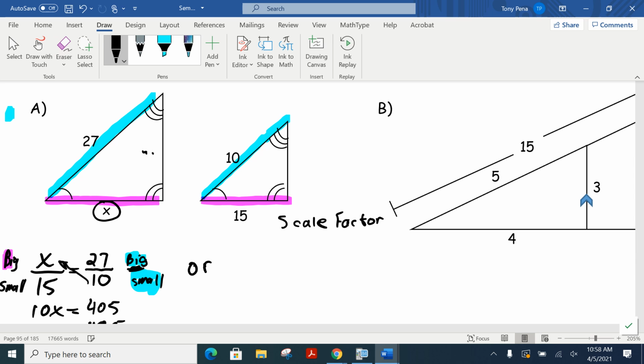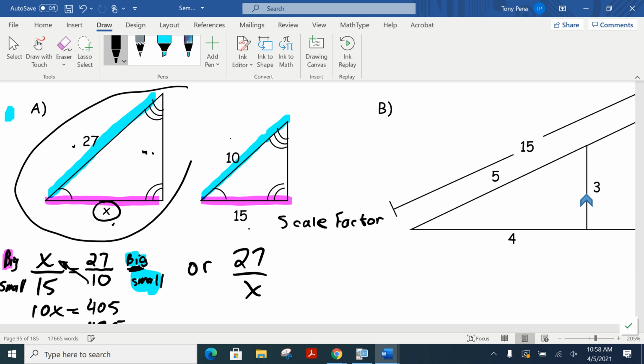So what Alexis did, she went purple to purple, blue to blue. What we could actually do is set up blue to purple, so put a 27 over an X. So let's just stay in this triangle the whole time, put the blue side over the purple side. And as long as I go to the other side and do the same thing, put the blue side over the purple side, the 10 over the 15.